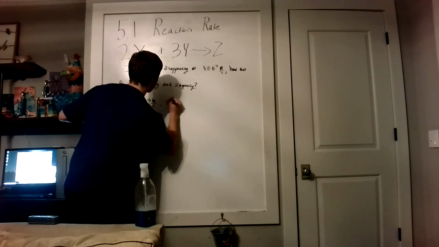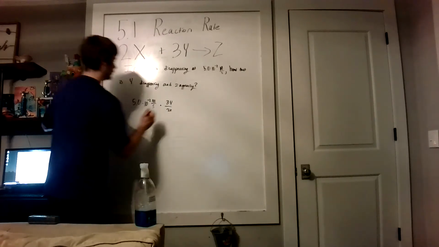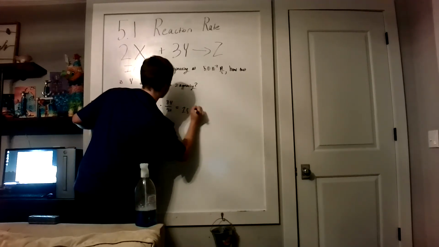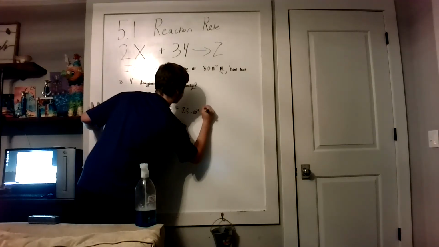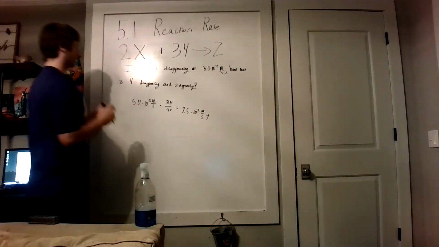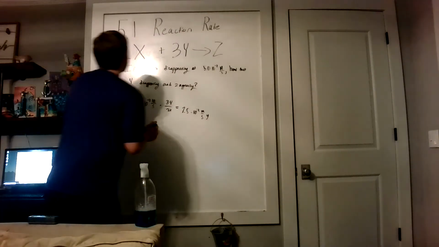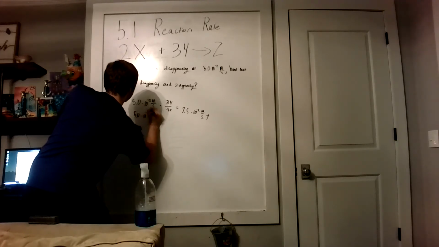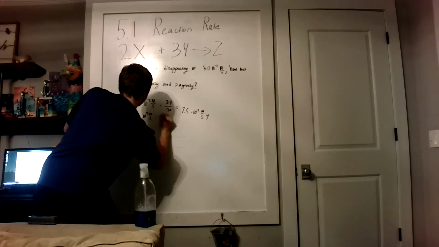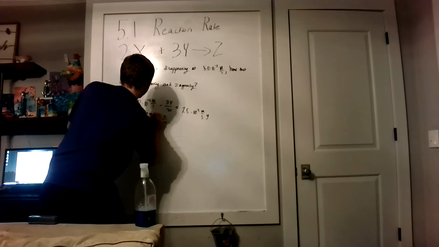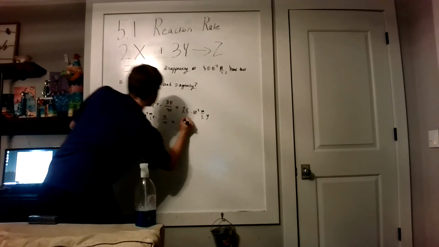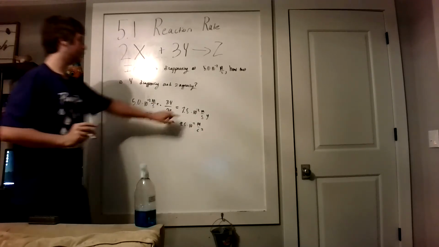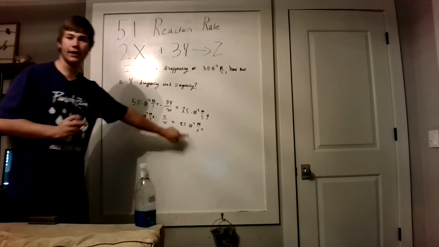So 3y per 2x, and as you can see, we get 7.5 times 10 to the negative second molarity per second y. And then we can do the same for z, where we do 5.0 times 10 to the negative second molarity per second times 1z per 2x, and we get 2.5 times 10 to the negative second molarity per second z. So we have the rate of disappearance of y and the rate of appearance of z.